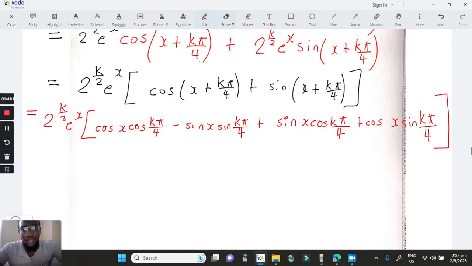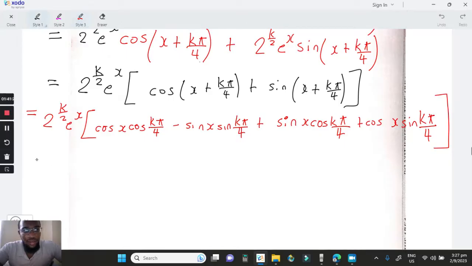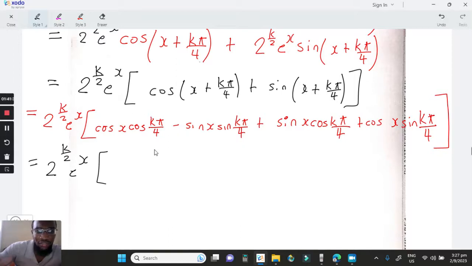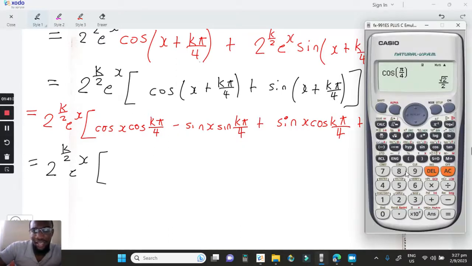Alright, so now we have all of that. Now we have all of this. Now, this works out to be 2 to the k over 2 e to the x in bracket. Now, you're wondering how we're going to work out what this value is, right? How are we going to find out what that value is? But this is how we can get an idea.